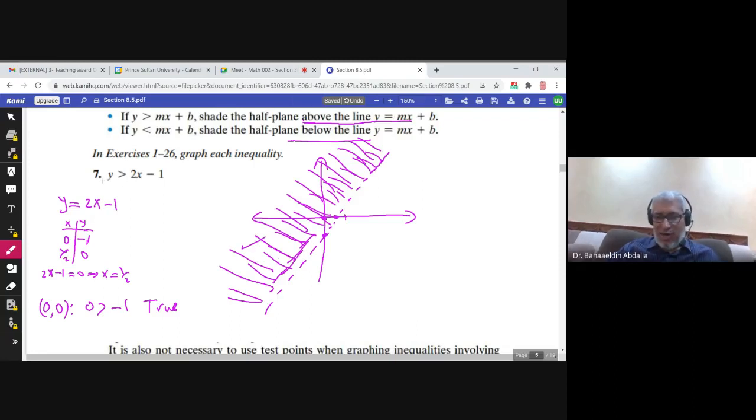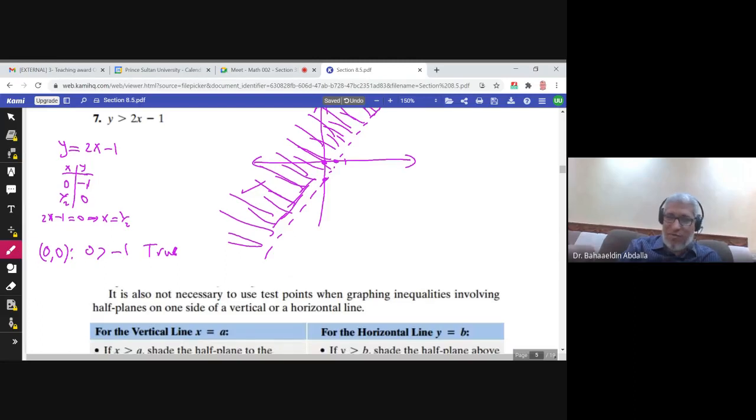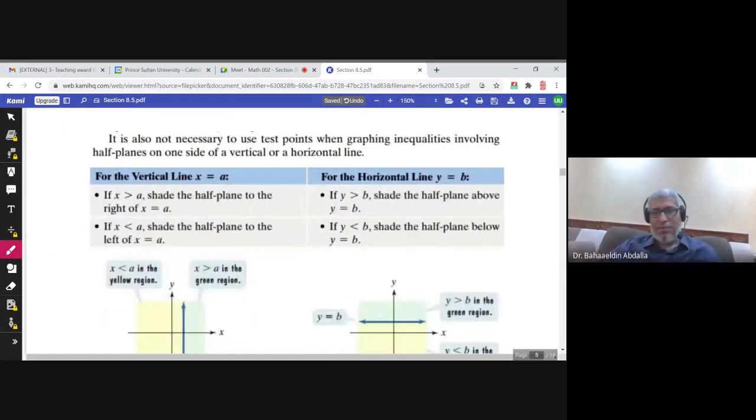So whenever the inequality is solved for y, and it's a linear inequality, and it's greater than, the graph would be the half plane above the line. If it is less than, the graph would be the half plane below the line. This is not the only situation in which you don't have to use test points. There are easy inequalities.